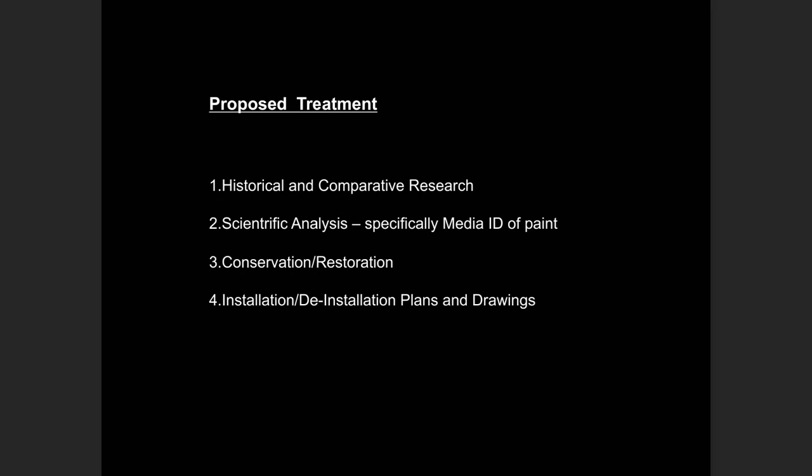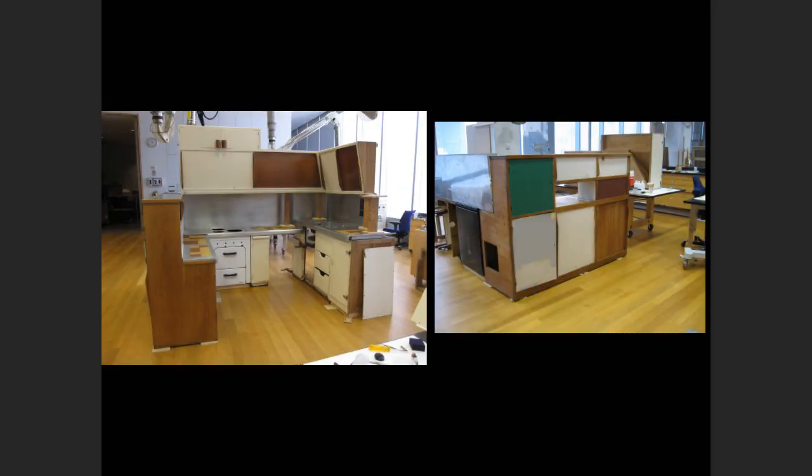Next slide. I just wanted to give you one more quick overview. This is where we began. This is the kitchen once it was purchased and arrived at the conservation lab. This is the first time we set it up in the lab, just to get a snapshot of what we needed to do. So that's what this image is doing for you today: this is where we began. Next slide.